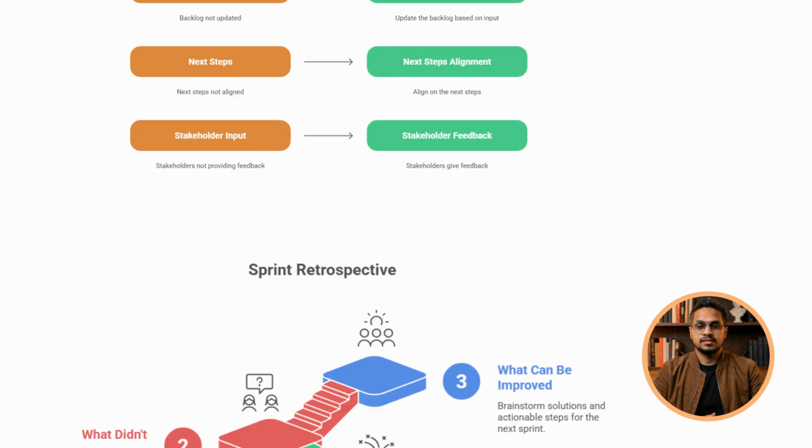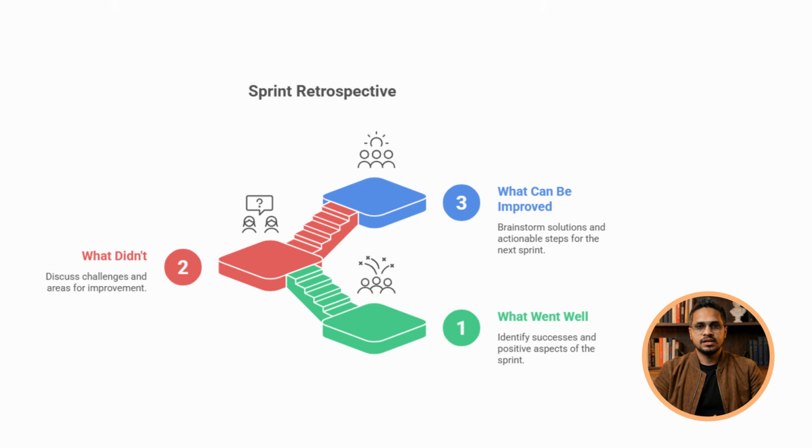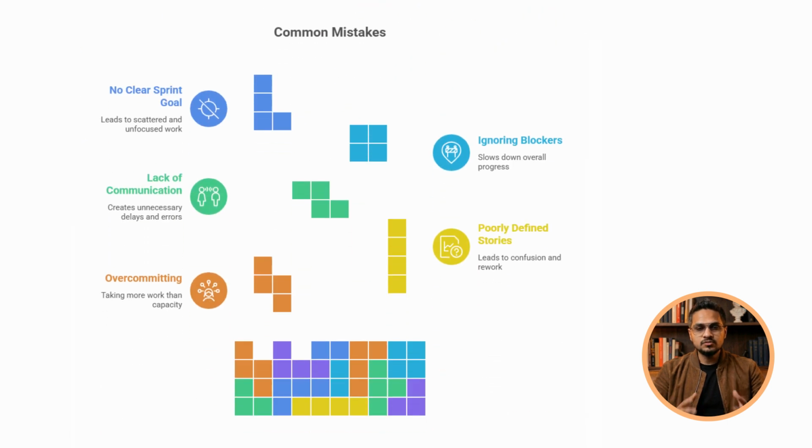Now comes the sprint retrospective. Sprint retrospective meeting is conducted for the team where they discuss what went well, what didn't, and what can be improved. Now, let's talk about some common mistakes that teams make during this entire process from concept to completion.